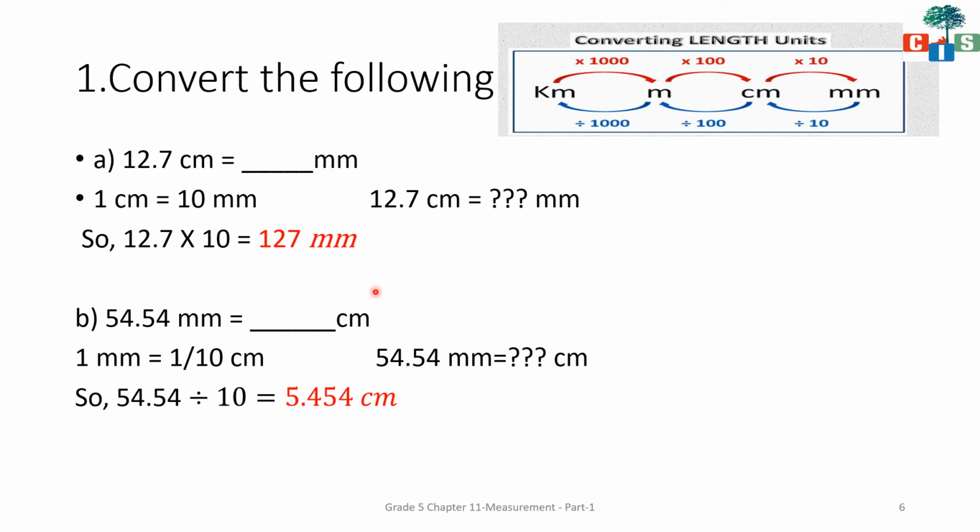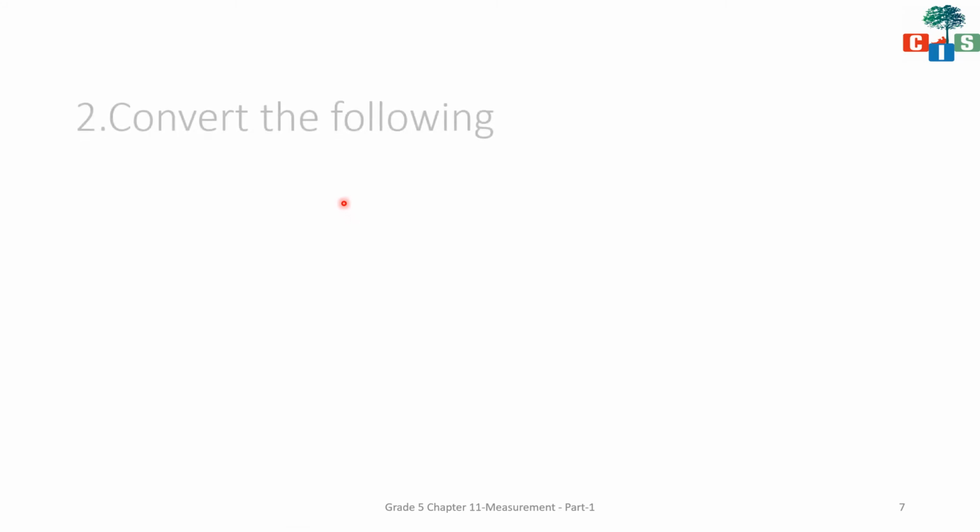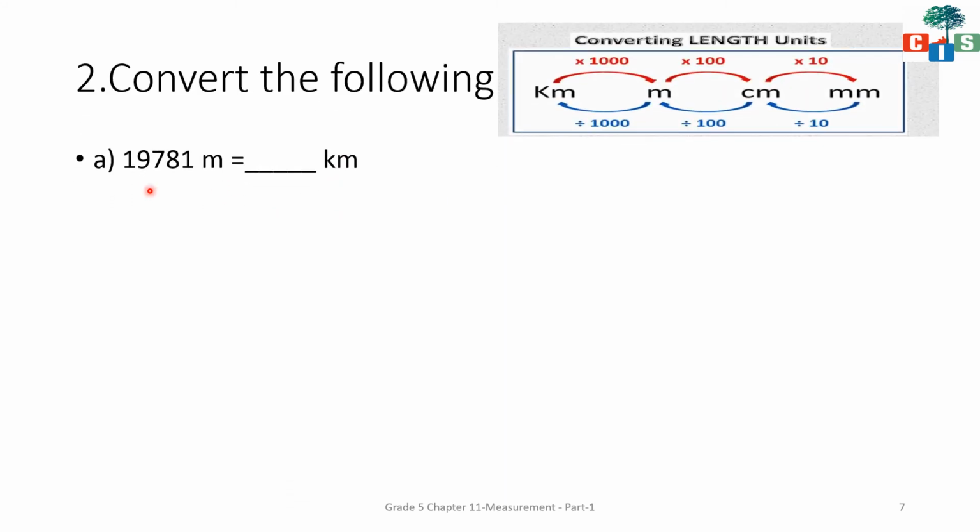Now scholars, we will start with question number 2 of exercise 11.2. Let's see sum number A of question number 2, that is 19781 meter equal to how much kilometer? Now scholars, here we have to convert smaller unit to bigger unit. So we need to divide. If you go through this table carefully, you will observe that whenever we have to convert meter to kilometer, we have to divide by 1000. Since we are moving to its left, we have to divide by 1000.